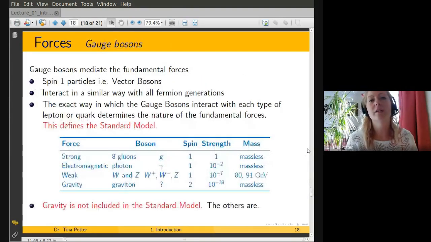So these bosons that are exchanged are really important. They actually mediate these four fundamental forces. They're all spin 1, so they're vector bosons. If they were spin 0, they'd be scalar bosons. So they're spin 1.